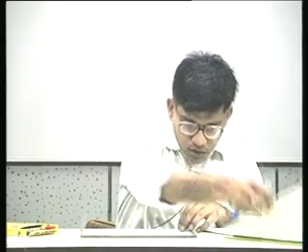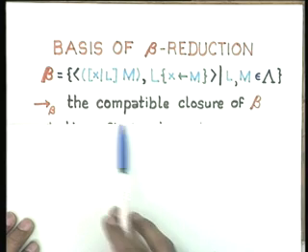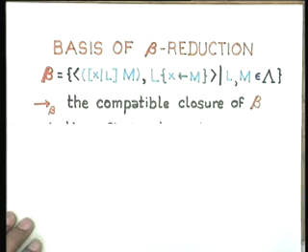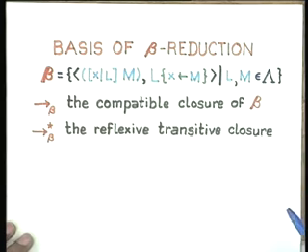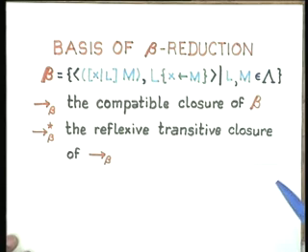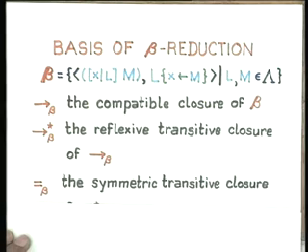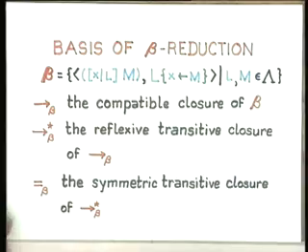Now, this one step beta reduction is what might be called the compatible closure, and many step beta reduction is the reflexive transitive closure of the one step beta reduction, and the equality is just the symmetric transitive closure of the many step beta reduction. So far so good.